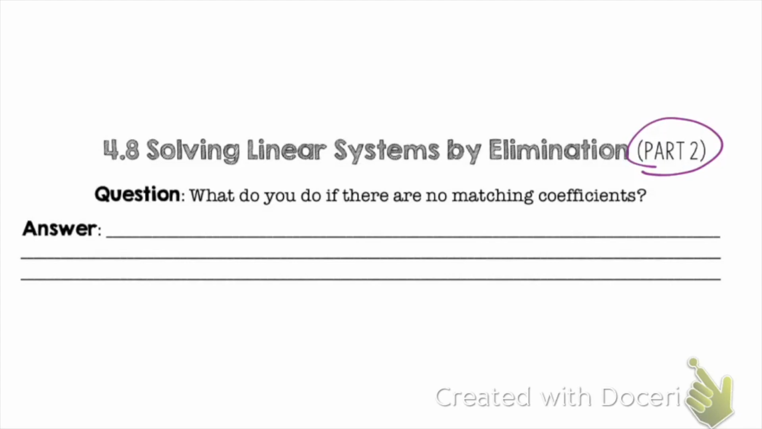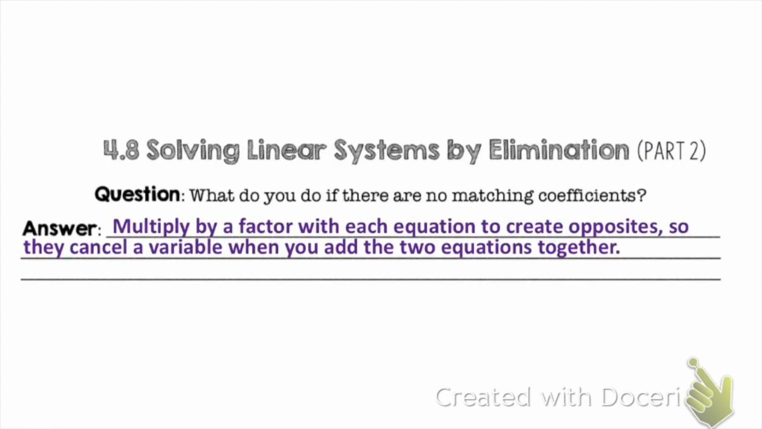So what do you do if there are no matching coefficients? Well, what you're going to do is multiply by a factor with each equation to create opposites so they cancel a variable when you add the two equations together. I'm going to show you what that looks like in the next few slides.